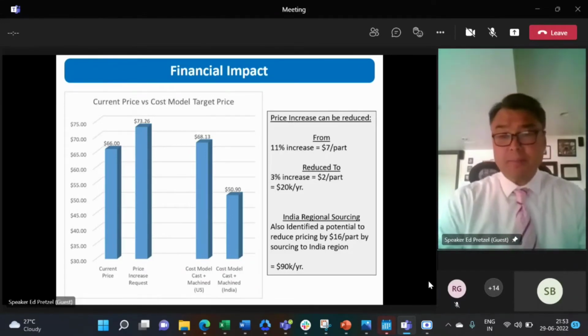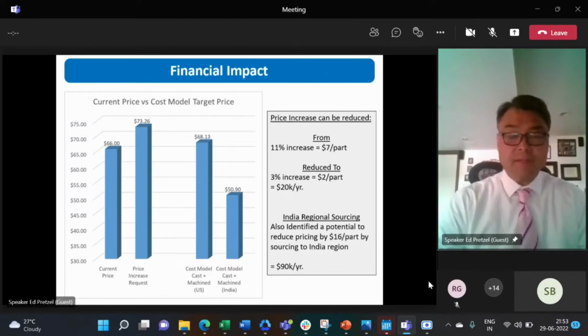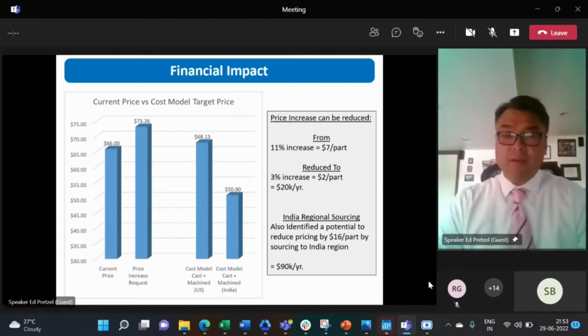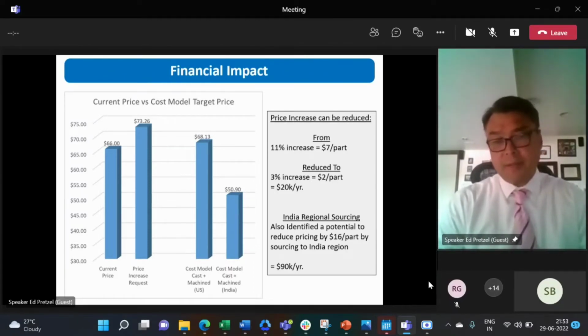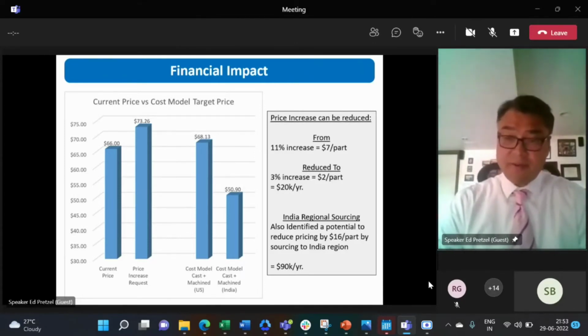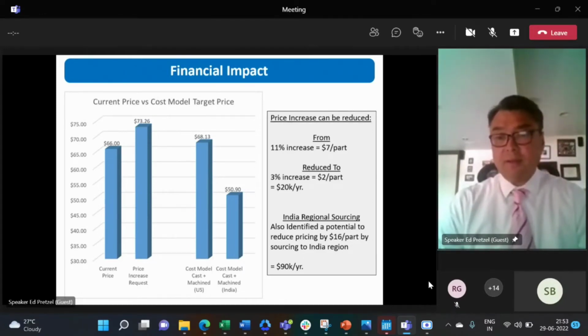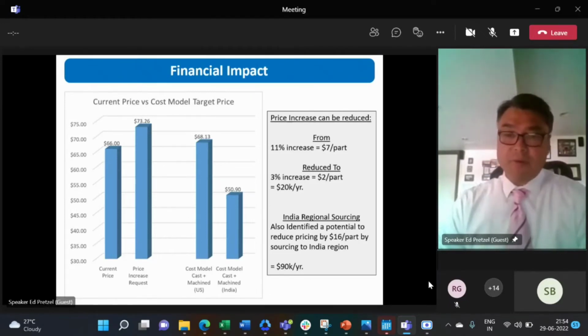In this particular example, we would be able to reduce the increase to $2 per part instead of $7. It represents, in this case, about $20K in savings per year. This happens to be in production for multiple years. If we were to consider India, the savings are very significant. Of course, there are risks, and we understand that those risks are even heightened and exaggerated today.